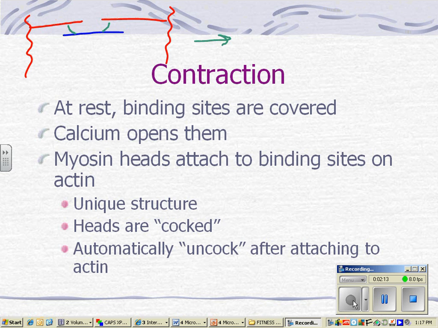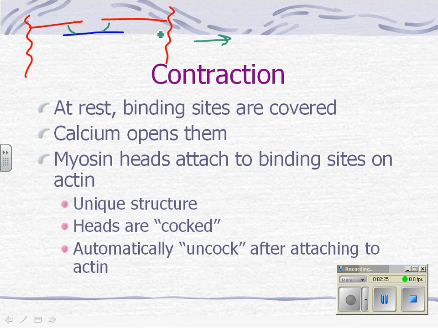So, at rest, binding sites are covered. What does that mean? Well, let me explain. The inside of your muscle, we talked about this yesterday, are myosin here in blue and actin. This is thick and that's thin. So when your muscle is relaxed, the Z lines are here. These are called the Z lines, remember? And the actin's attached to those. There are little things on the myosin that are going to hook on.